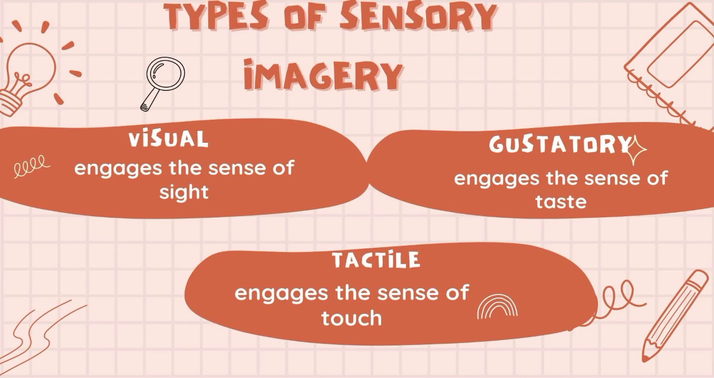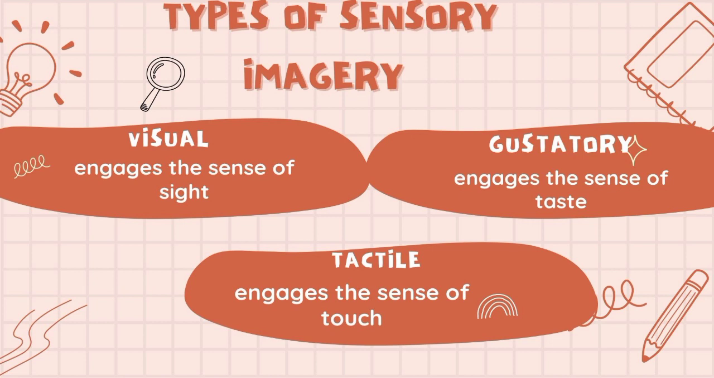So let's go now to the types of sensory imagery. First one is visual. It engages the sense of sight. Anything that you can see, that is visual. Next one is gustatory. It engages the sense of taste. Anything that you can taste is gustatory. And next one is tactile. Tactile engages the sense of touch. Anything that you can feel is related to the sensory imagery tactile.